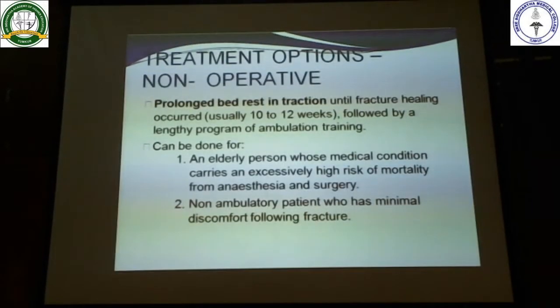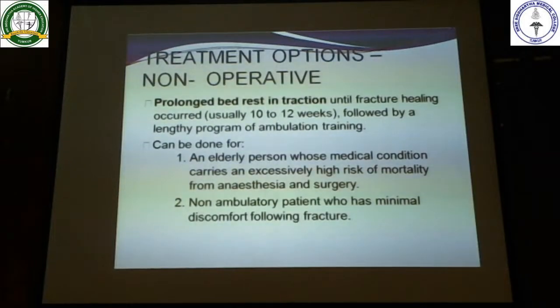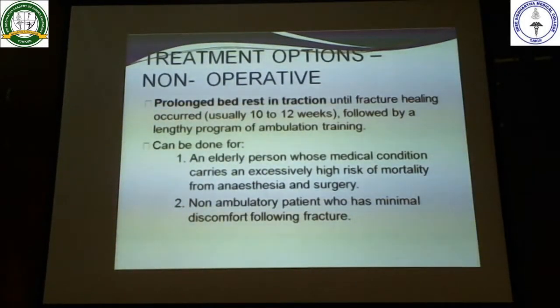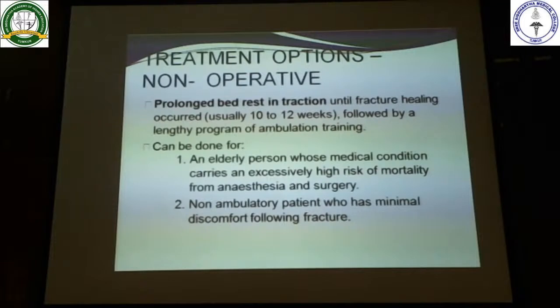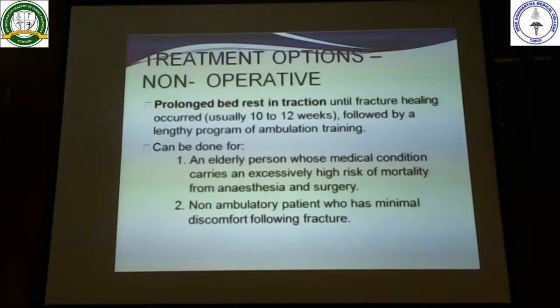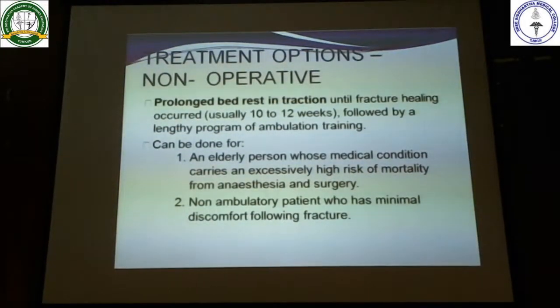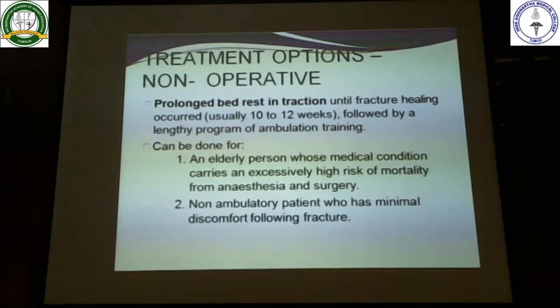Coming to non-operative techniques, as usual, they are always preferred in patients who are unfit for surgery. How do you treat it? It goes for a prolonged bed rest in traction until fracture healing takes place. That is usually a period of around 10 to 12 weeks, followed by a lengthy program of ambulation training. It can be done for elderly persons whose medical condition carries an excessively high risk of mortality for surgery, and non-ambulatory patients who have minimal discomfort following fracture. In such patients, you can advise non-operative or conservative management.